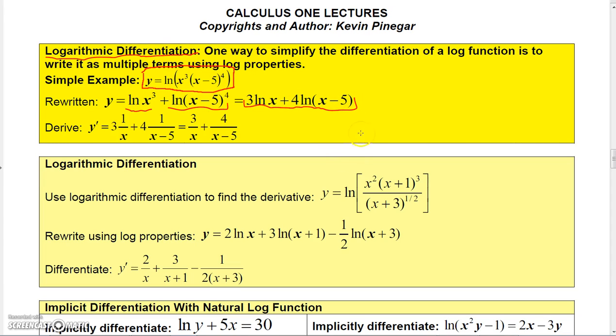Now, I have done no differentiation here, so don't think I have taken the derivative. All I did was rewrite the problem in simpler terms. So I just rewrote the function in simpler terms.